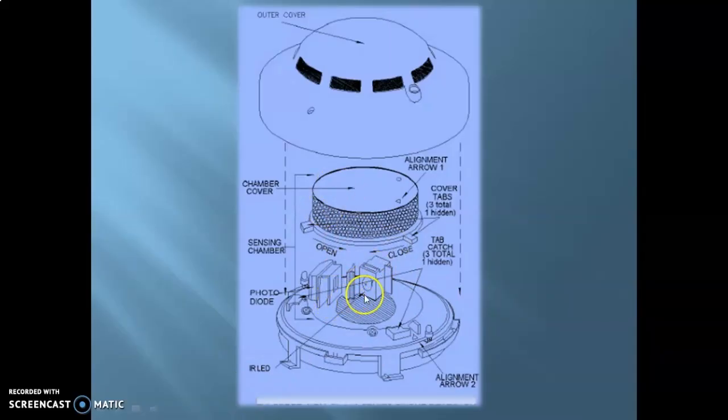and as soon as the smoke enters over here, it starts blocking the path of this LED. Then eventually a portion of the light that will be scattered because of the smoke will hit the photodiode, and then this photodiode will generate a fire alarm signal. So that is basically how a photoelectric spot type smoke detector works.